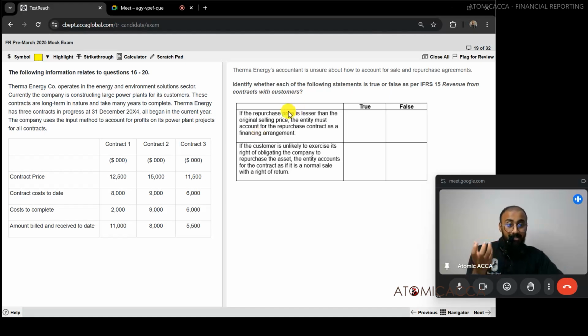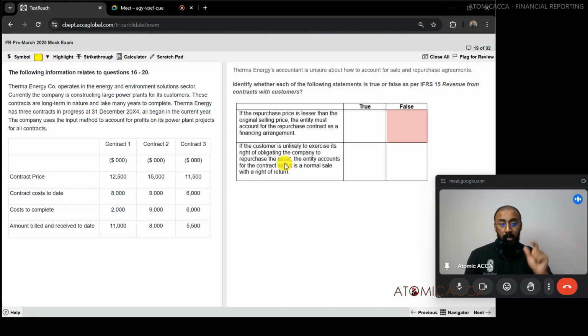But if the repurchase price is less than the original selling price, it's not a financing arrangement, it is to be treated like a lease arrangement. So this one is false over here. Second one: if the customer is unlikely to exercise its right obligating the company to repurchase the asset, the customer is unlikely to exercise. That means I sold something and I am telling them, whenever you want, you can tell me, I will purchase it back. If you don't want, you don't have to sell it back to me. So it is up to them. The control is with them. So control is passed in this case.